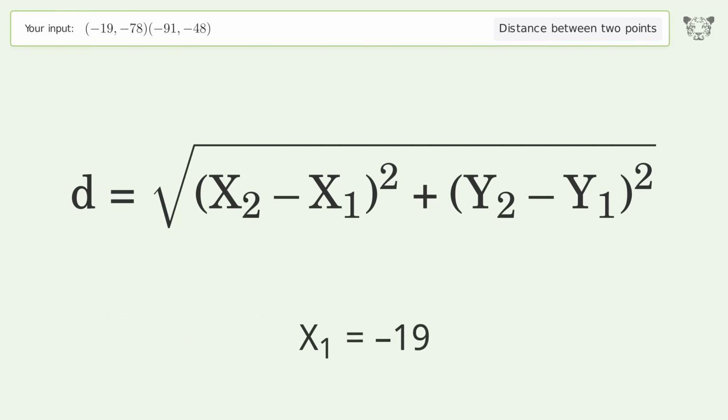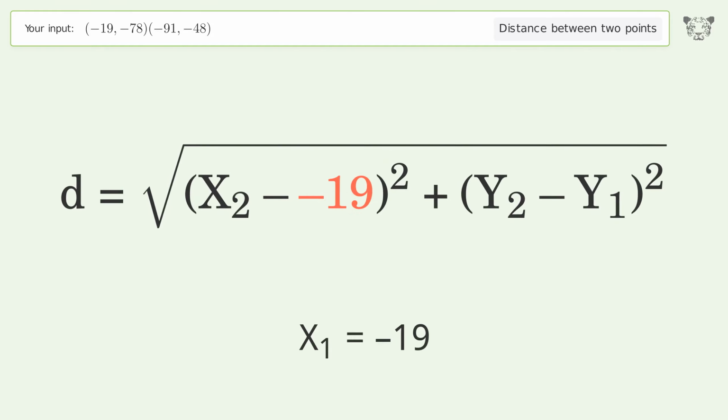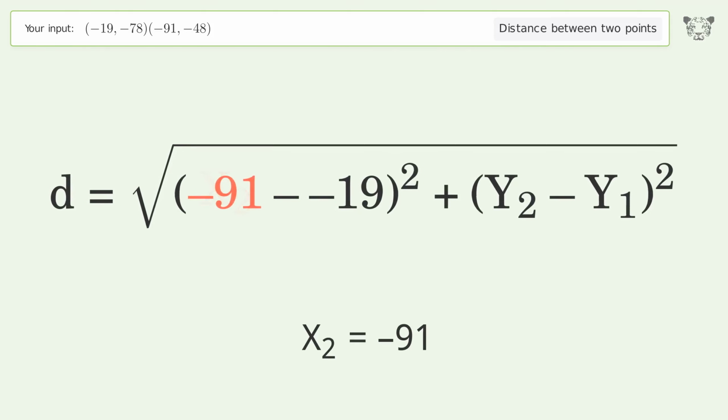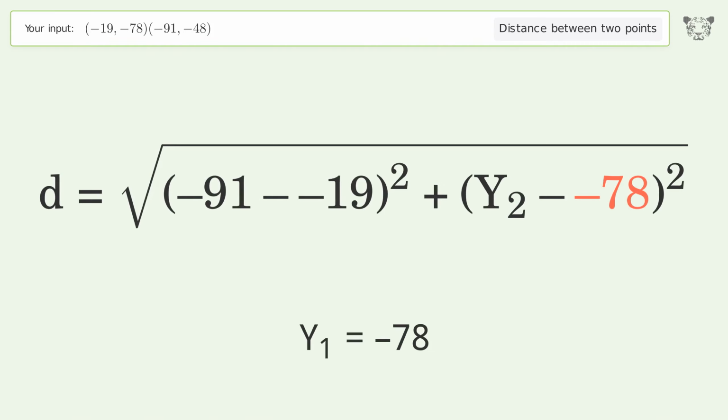x1 equals -19. x2 equals -91. y1 equals -78. y2 equals -48.